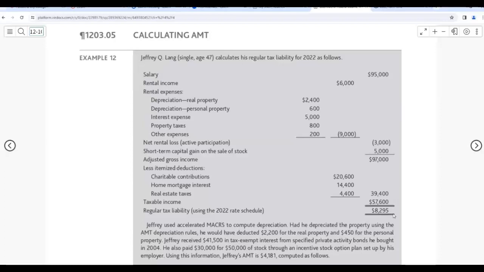Then our software will go ahead and show us $8,295 of tax liability. $8,295 tax liability. Very good. That's a normal tax return, okay, so far.